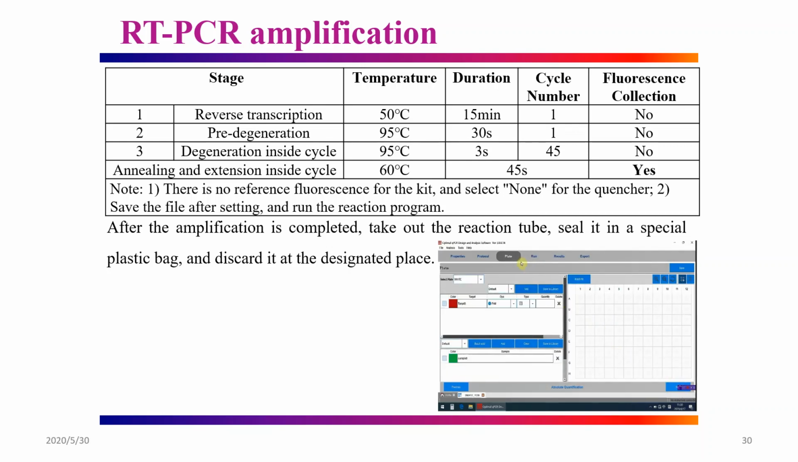The plate editing page defines the name of the target gene to be tested and the name of the sample placed in each sample well. First, we select the sample well position on the right. For example, if the sample we put in is the first column and the 12th column, then we select the first column and then hold down Ctrl to select the 12th column.